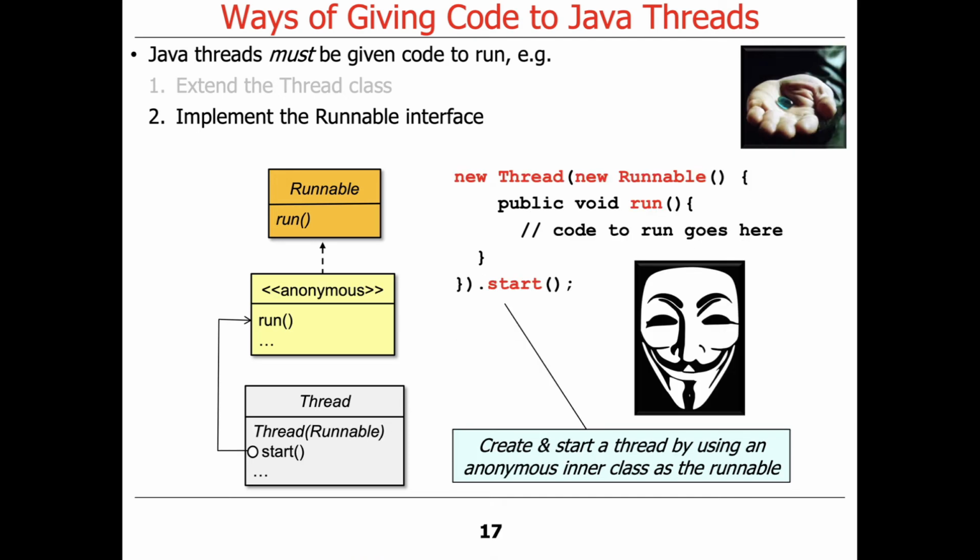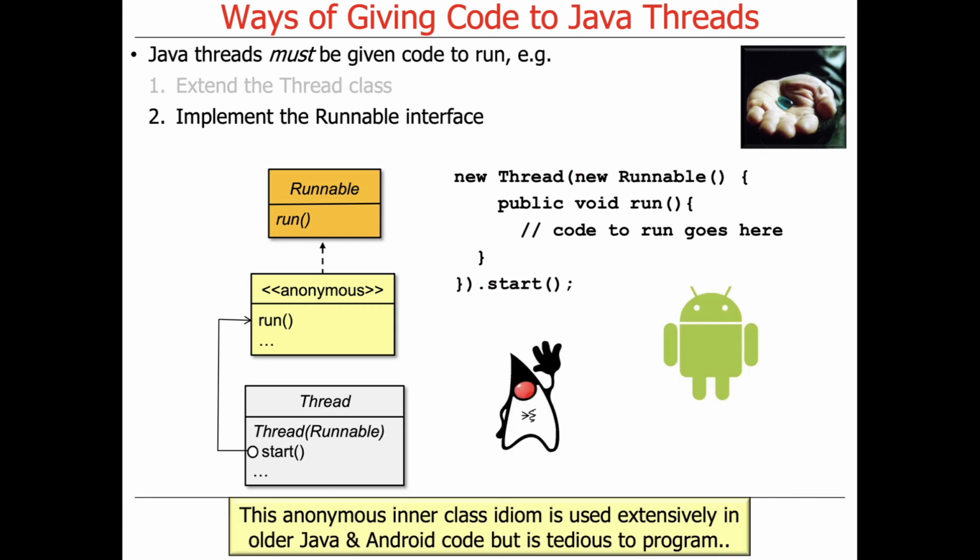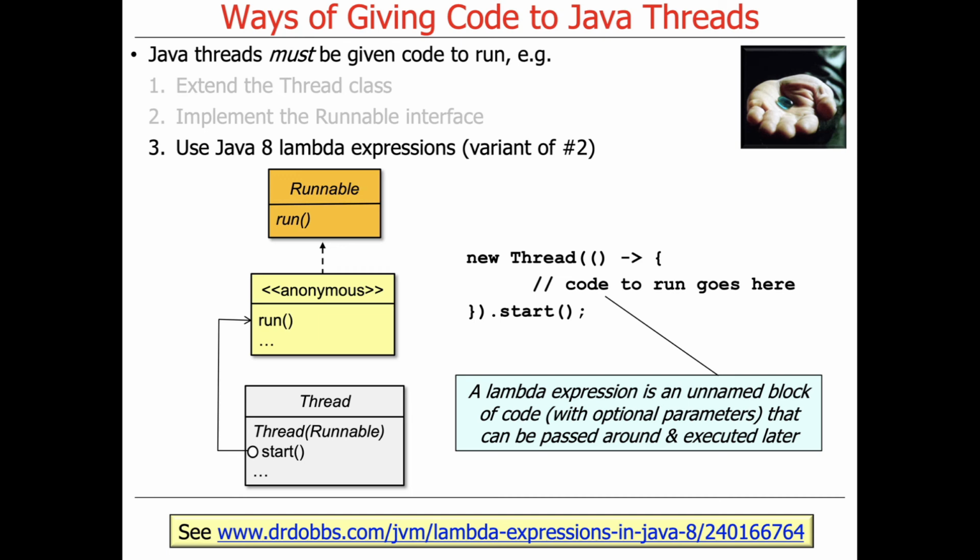Another way to do this is to make an anonymous runnable and give that to a thread as the thread's constructor. So here we have an anonymous runnable with a run hook method. And as you can see, in this case, we have an anonymous thread also. So we can create and start the thread using an anonymous inner class. This funky syntax here is called an anonymous inner class. This approach is used quite frequently in older Java code, and it's used quite frequently in older Android code, but it is unfortunately tedious to program because there's a lot of syntax.